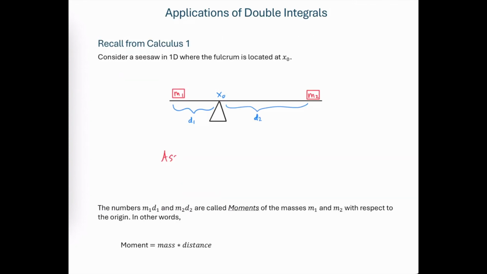And then the center of mass can be calculated by taking that moment of the system and dividing by the total mass. So back up here in this scenario, let's assume that mass 2 is greater than mass 1. When we calculate that center of mass, it would end up being somewhere in this area. This is the point where we would need to put the fulcrum in order to balance the seesaw.